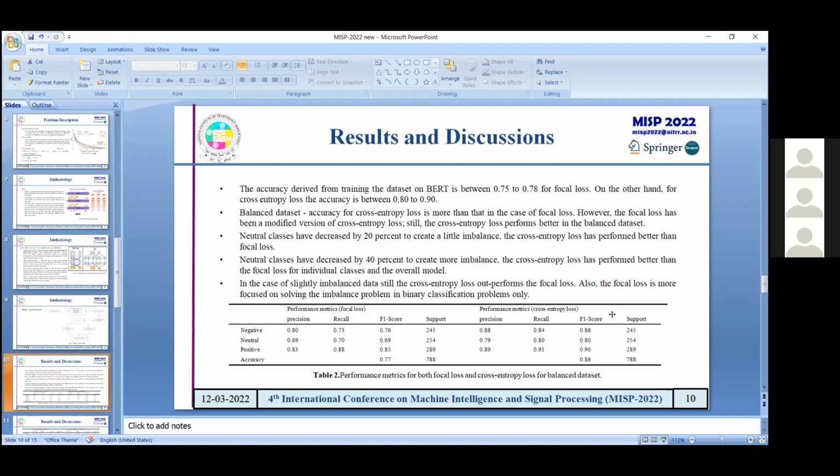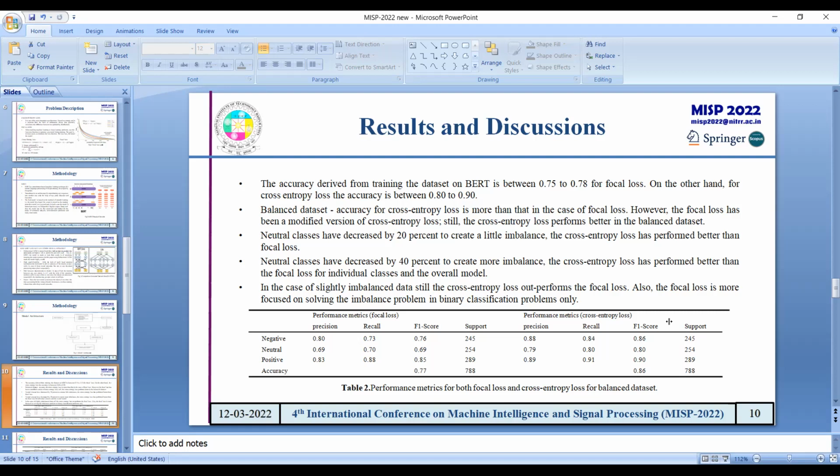While in case of neutral classes, which we decreased by 20% to create a little imbalance, the cross entropy has performed better than the focal loss. And in the case where neutral classes were decreased by 40% to create more imbalance, the cross entropy also performed better than the focal loss. So in case of slightly imbalanced data, the cross entropy always outperforms the focal loss, but also the focal loss is more focused on solving the imbalance problem in binary classification problems only.